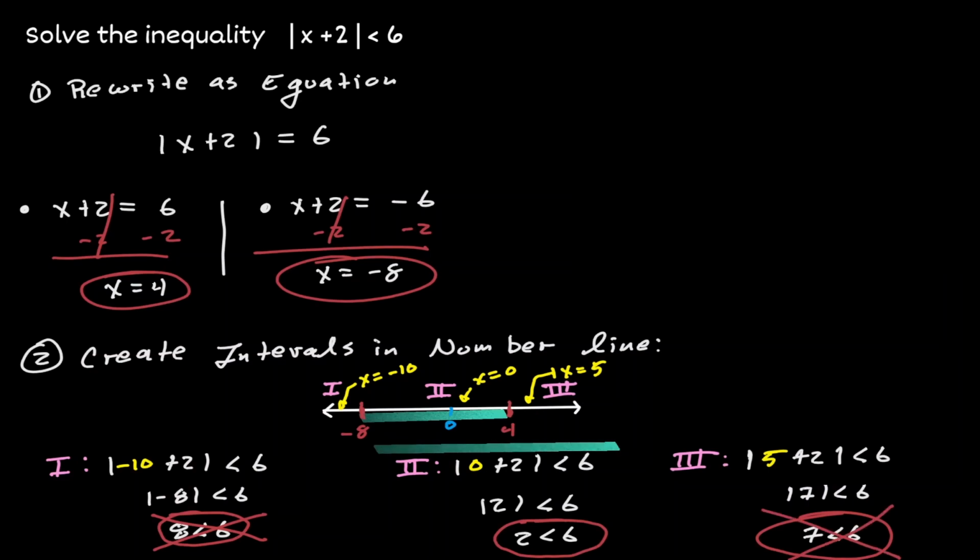The only interval that we found to be true is the second interval. Therefore, the solution for this inequality is the interval from negative 8 to positive 4.